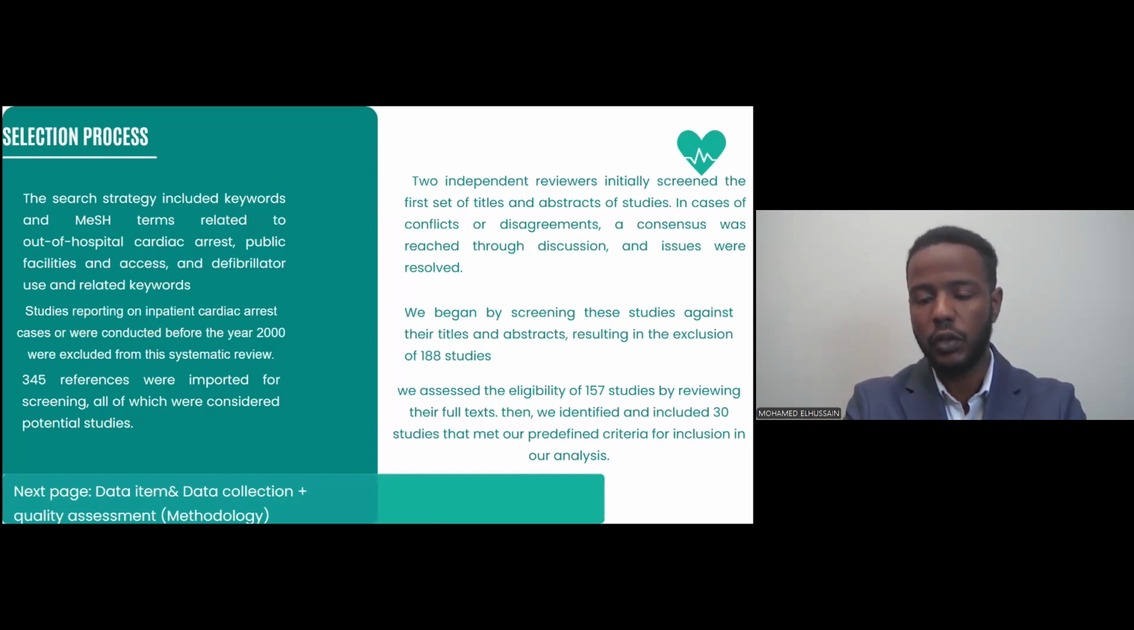and displayed on Covidence. So how did we handle the data on the Covidence platform? Two individual reviewers initially screened the first set of titles and abstracts of studies. In cases of conflicts or disagreements, a consensus was reached through discussion and issues were resolved. We began by screening these studies against their abstract and title, resulting in the exclusion of 188 studies. After that, we assessed the eligibility of 157 studies by reading the entire text. We ended up with 30 studies that met our predefined criteria for inclusion.